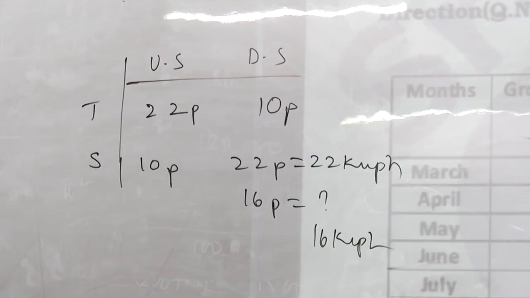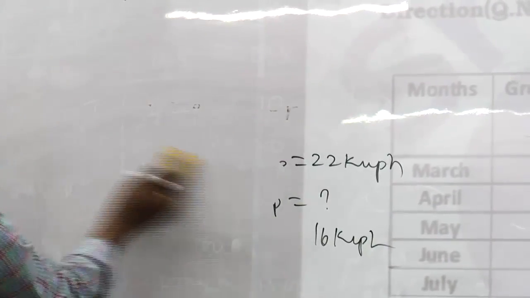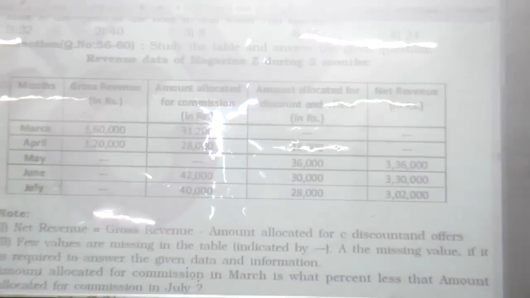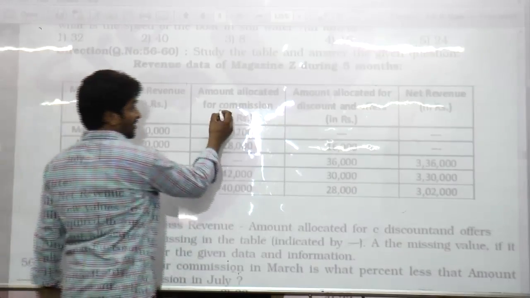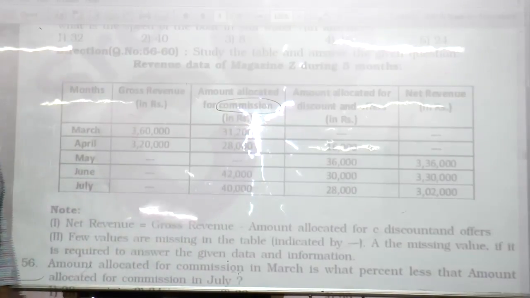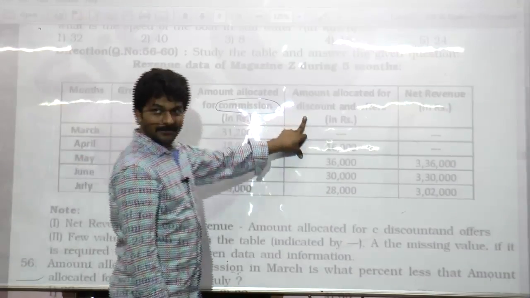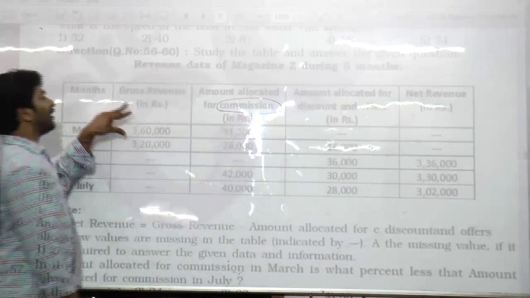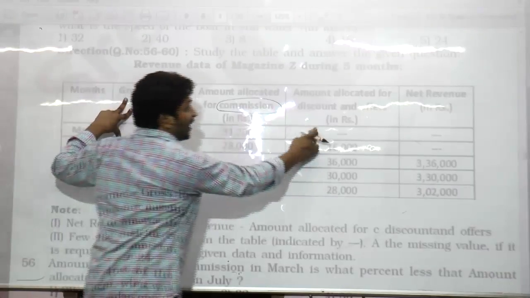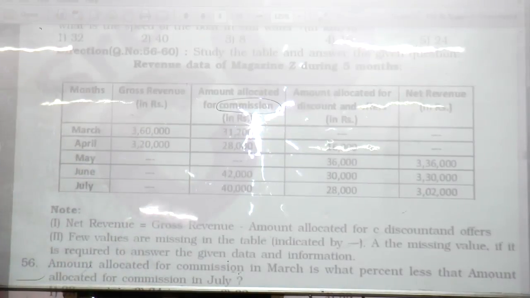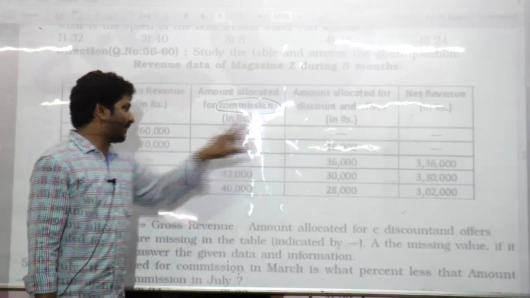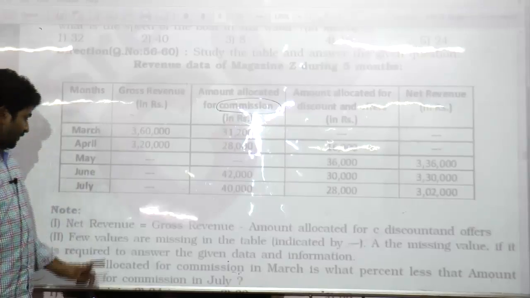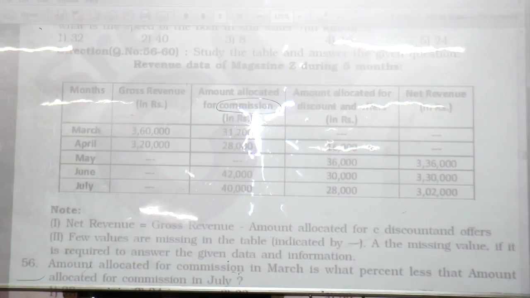Your first point: net revenue is equal to gross revenue minus the amount allocated for commission and discounted offers. From your gross revenue, if you subtract these two, then you will get net revenue. You have to subtract the second number and third number from the first number to get your fourth number. That's what is given. A few values are missing; based on the requirement you have to calculate them.